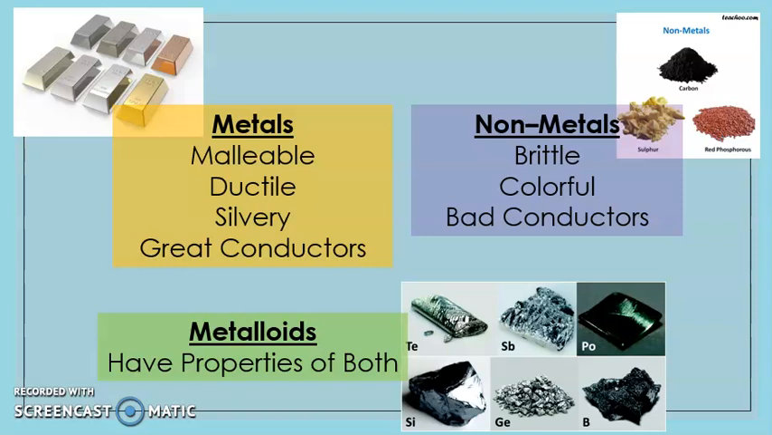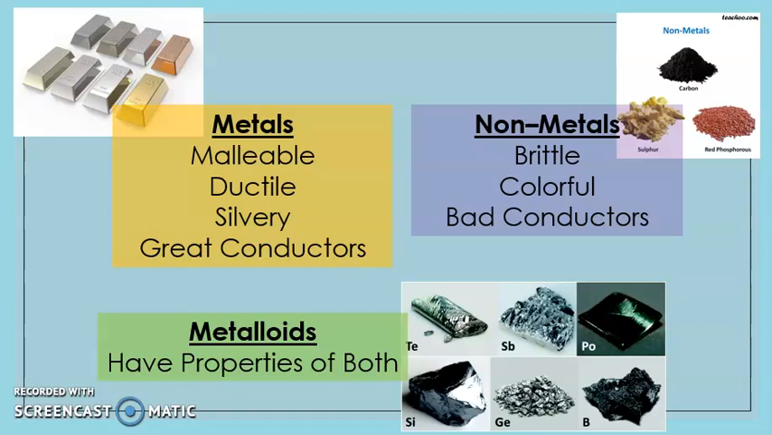Now, it's important also to understand the differences between these three groupings. Metals are elements that tend to be very malleable. That means that they're easily bent. Ductile means that they can be pulled without breaking into a thin wire. They tend to be silvery in color, except when you're talking about things like gold or copper. And they're excellent conductors, not only of heat, but also electricity.